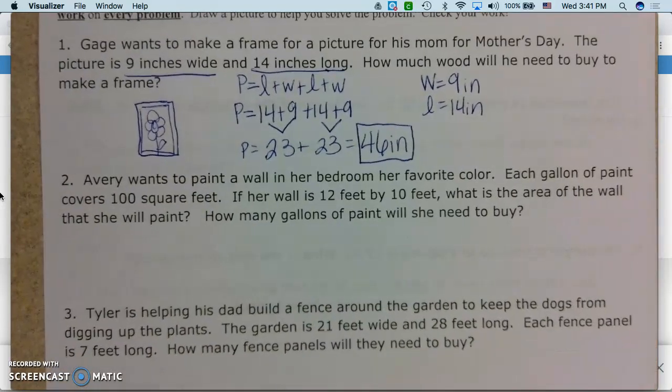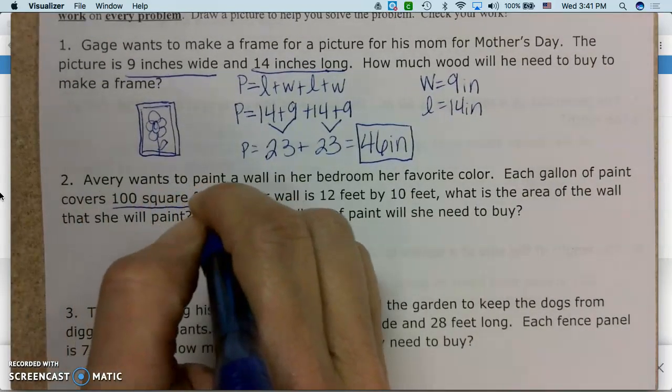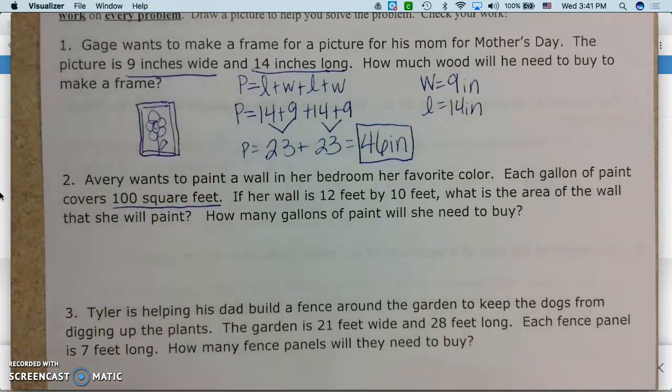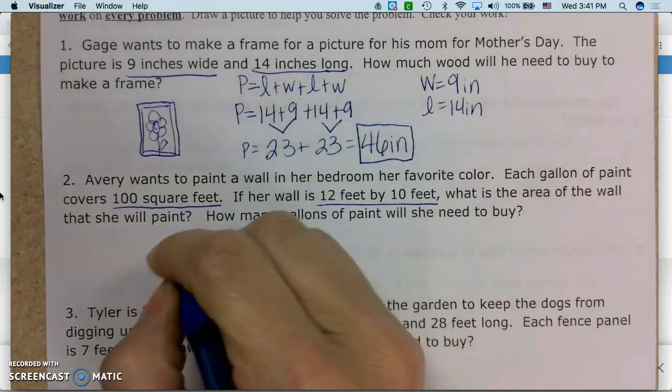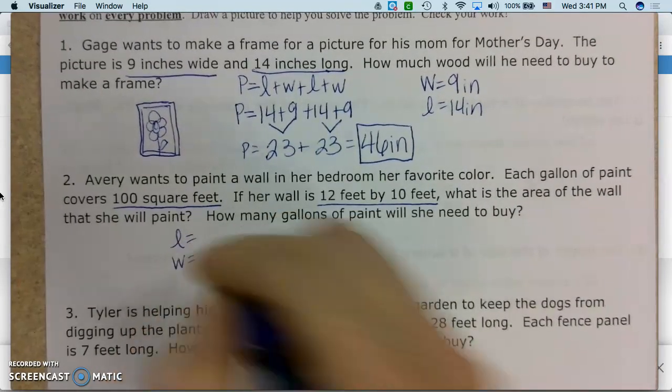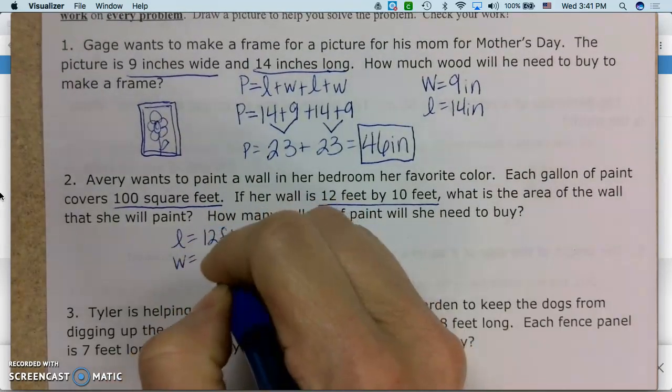All right, so number 2, Avery's painting a wall in her bedroom, and it tells us that each paint can covers 100 square feet. And her room, the wall is 12 feet by 10 feet, so we know you can pick either one for the length and the width. It doesn't matter which way you do it. I'm just going to pick 12 as the length and 10 as the width.